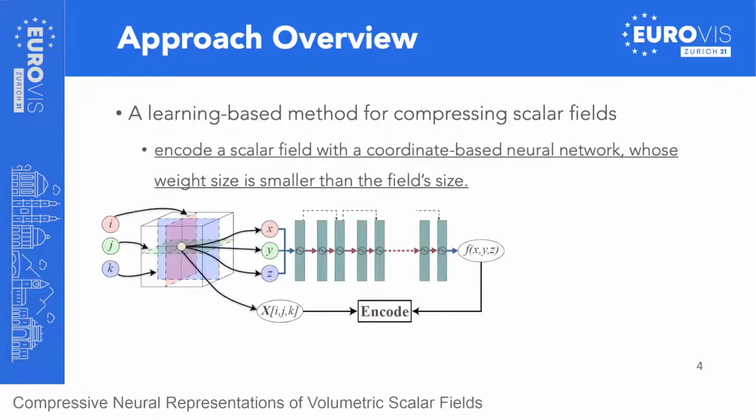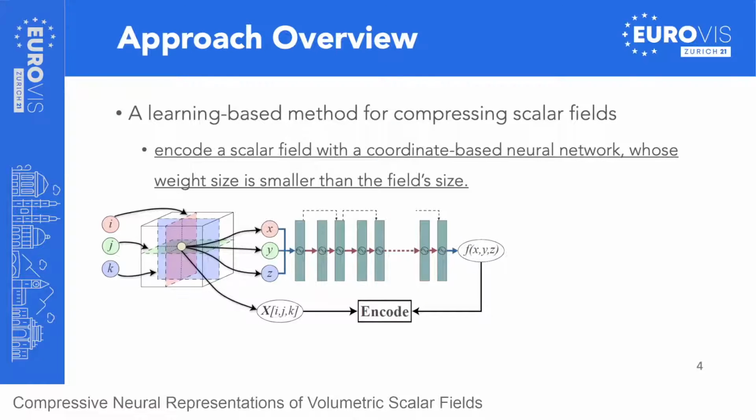In this work, we propose a learning-based method for compressing scalar fields, which encodes the data with a coordinate-based neural network. This method is compressive as we represent a scalar field with a learned function that is parameterized by a set of weights whose size is smaller than the field size. Our approach follows a standard compression setup that comprises two steps, an encoding step and a decoding step.